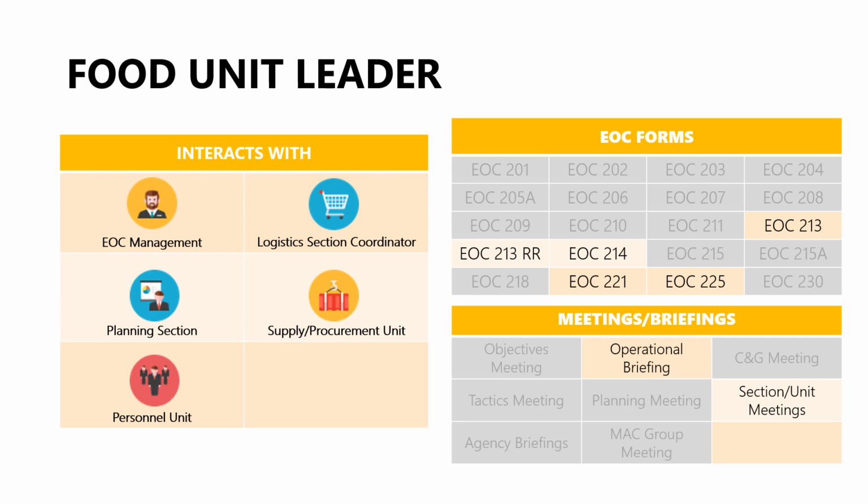Obtain any necessary equipment, supplies, and facilities to establish food service, including hot and cold storage and/or handling. They're ensuring food service areas meet appropriate health and safety measures and are maintained in a clean condition. They're also going to order a sufficient amount of food and water through the supply unit, maintain an inventory of food, water, condiments, and supplies, and coordinate with the supply and procurement unit to ensure all purchases are pre-approved and paid for.